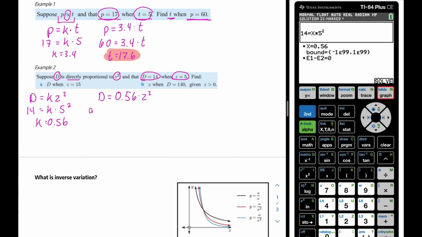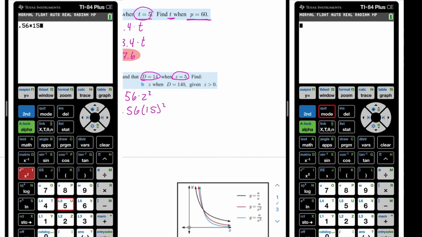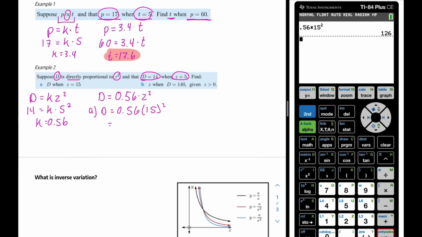So for part A, find d when z is equal to 15. Then I can replace z by 15 in my equation, and I get 126.